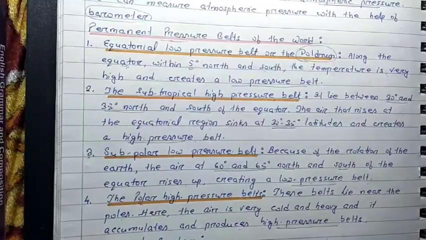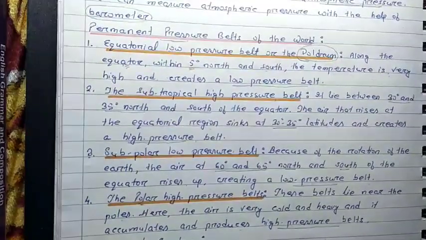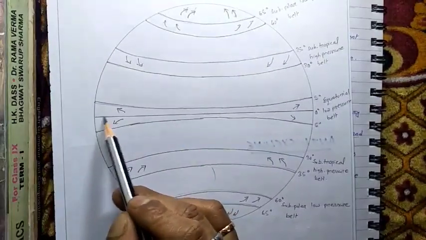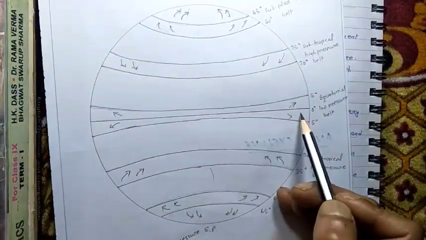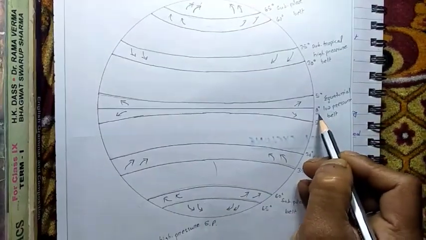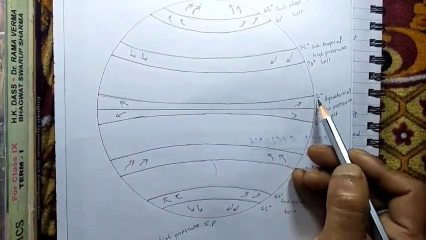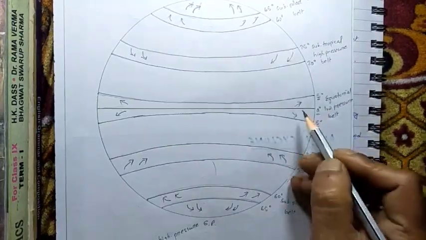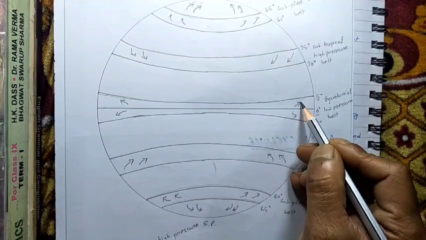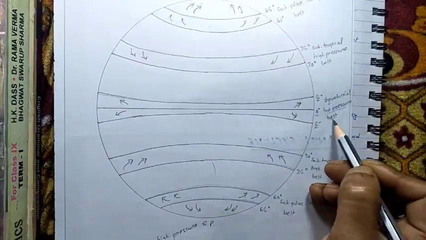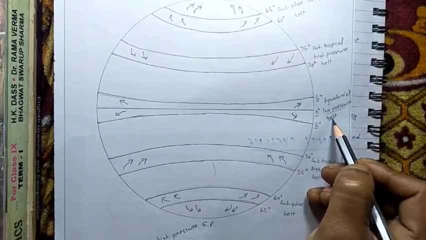Let me show you the different pressure belts with the help of a diagram. I hope you can see here. This straight line is the equator, and the equator is at 0 degree latitude. From the equator up to 5 degree in the northern hemisphere and up to 5 degree in the southern hemisphere, the air generally becomes hot and rises up. As a result, one low pressure belt is created, that is the equatorial low pressure belt.